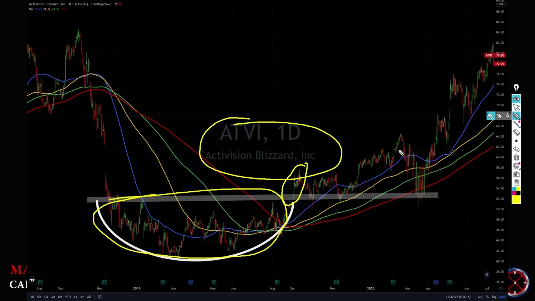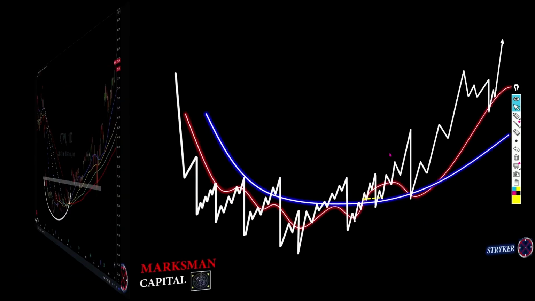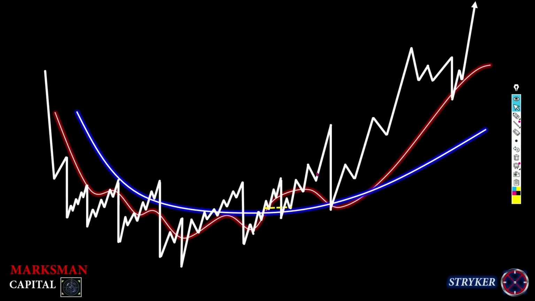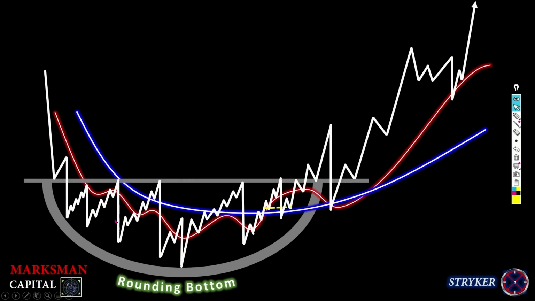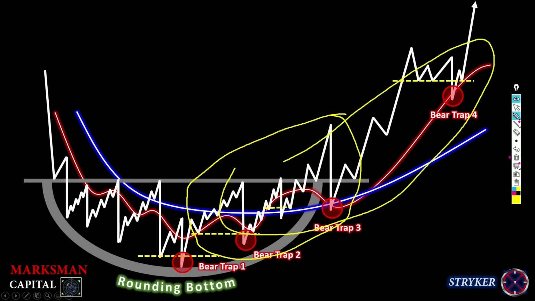Of course, in the markup phase, they will tend to shake out the weak hands along the way. And this is how I see it. We should see a lot of waves up and flush downs, giving us opportunities to enter some of these bear traps, even in the markup phase. But of course, ideally around this area, where you have the most opportunity to enjoy this rally right here before it breaks out.